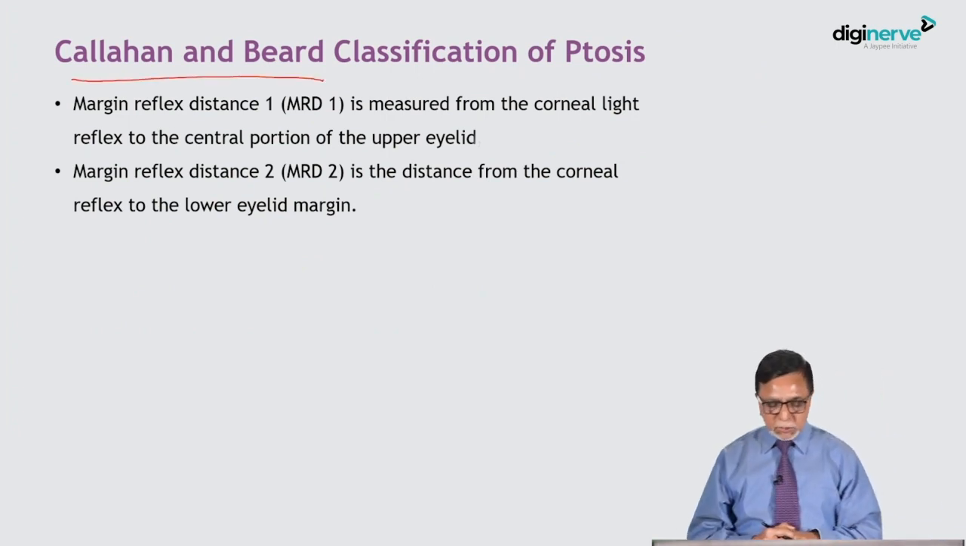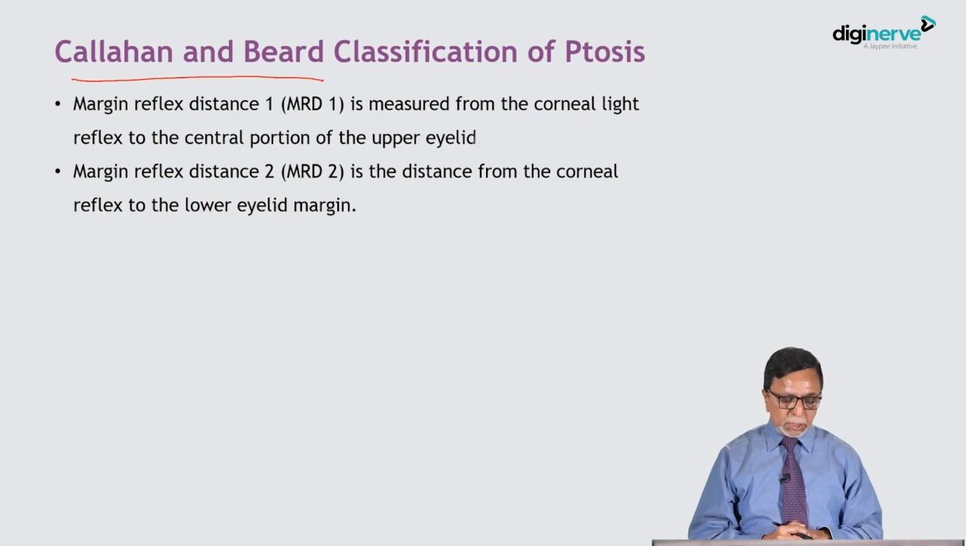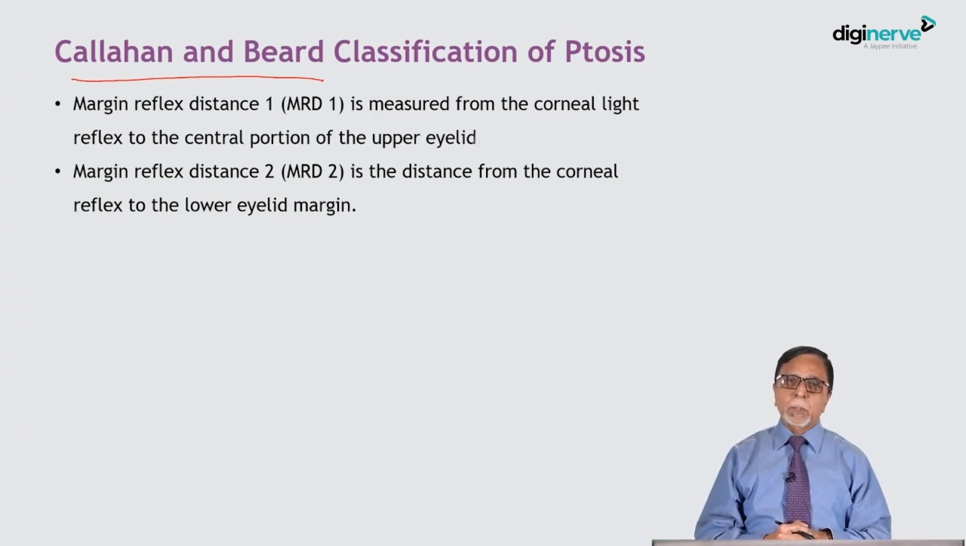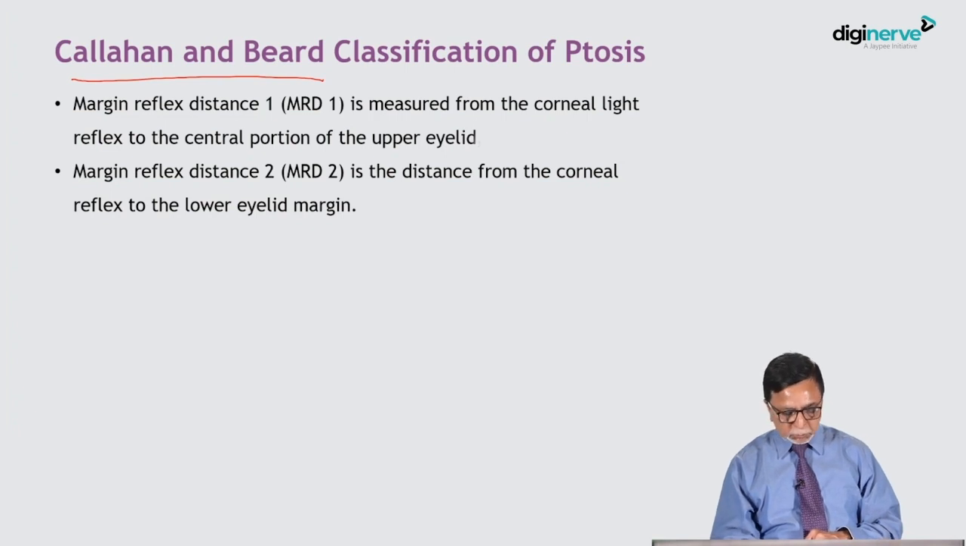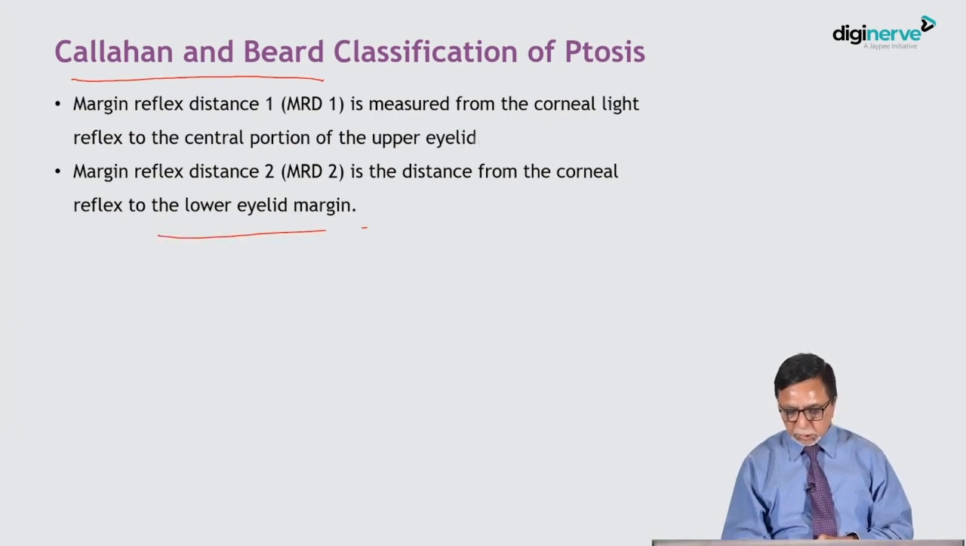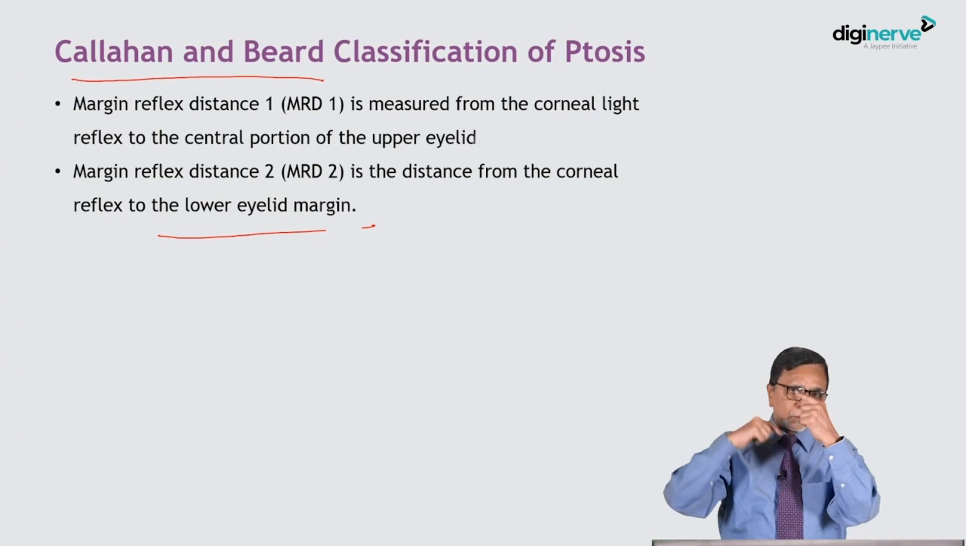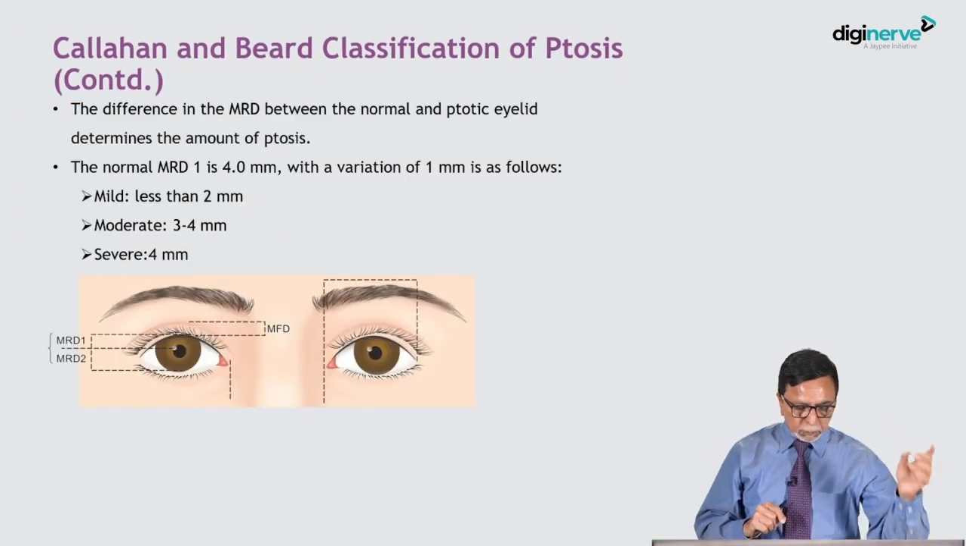Margin reflex distance 1 is measured from the corneal light reflex to the central portion of the upper eyelid. Margin reflex distance 2 is the distance from the corneal reflex to the lower eyelid margin. So 1 for the upper eyelid, 2 for the lower eyelid.